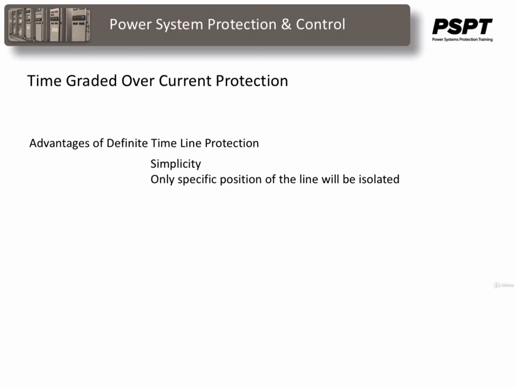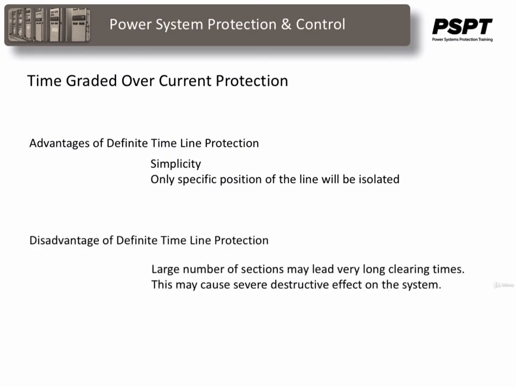The disadvantage of this system is that if a number of different time zones have to be introduced, the time setting of the relay nearest the source would have to be very long. And this could approach the time where things start to break down in the system. So the more positions that you have to set times for, the less effective this protection will be.